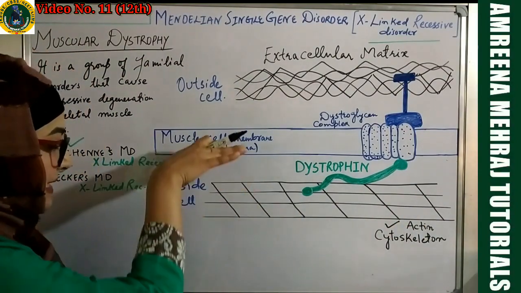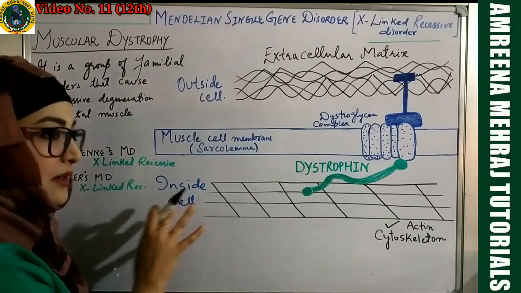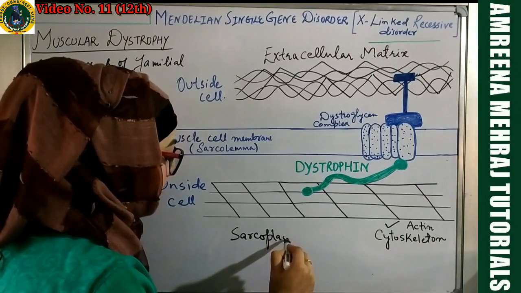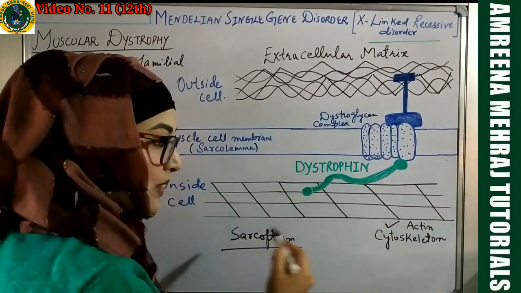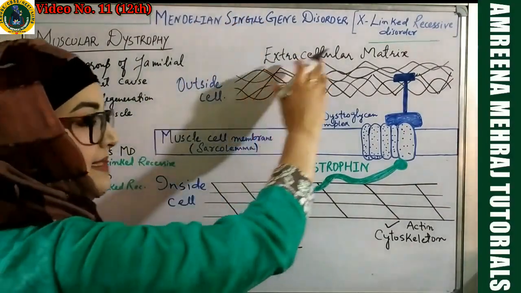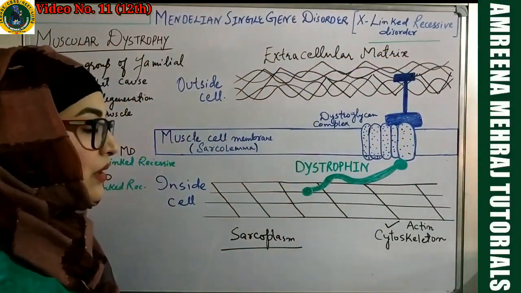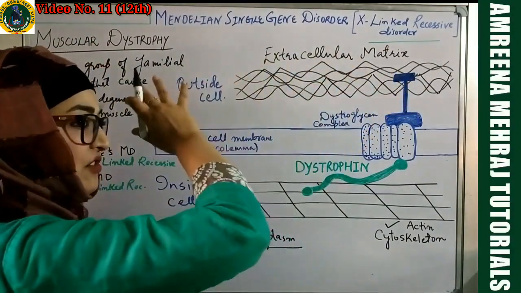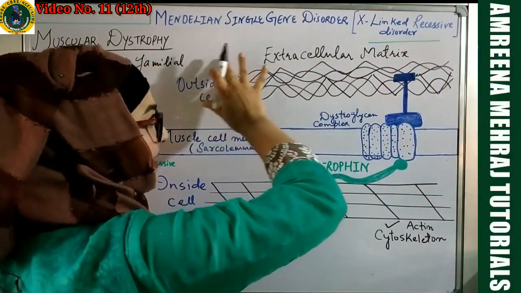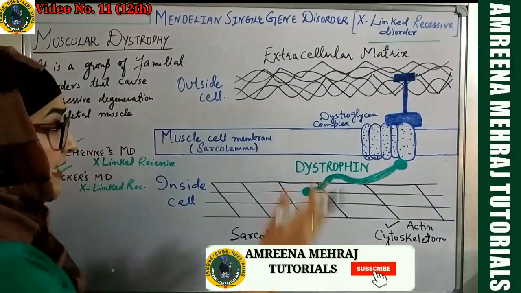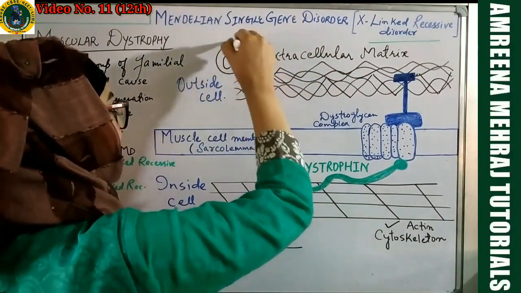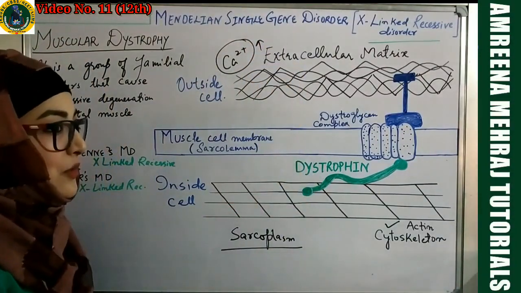So what is inside the muscle cell is obviously the sarcoplasm, the cytoplasm of the cell. And then you find this meshwork of actin cytoskeleton. What is outside the muscle cell is the extracellular matrix, which is also made up of fibers, and you have the fluid outside forming the ECF, what you generally call it, and we can call it the extracellular matrix. This matrix is rich in calcium ions. Calcium is more in the extracellular matrix.